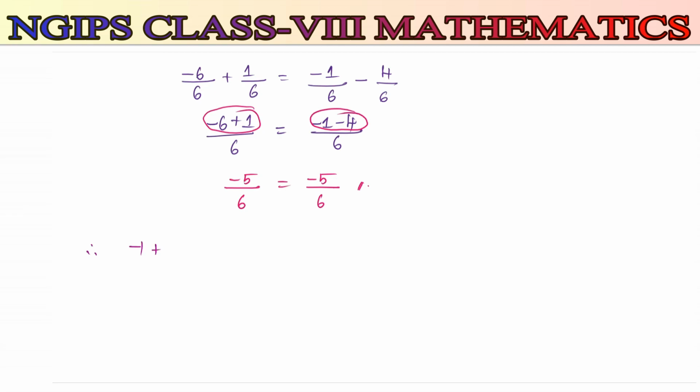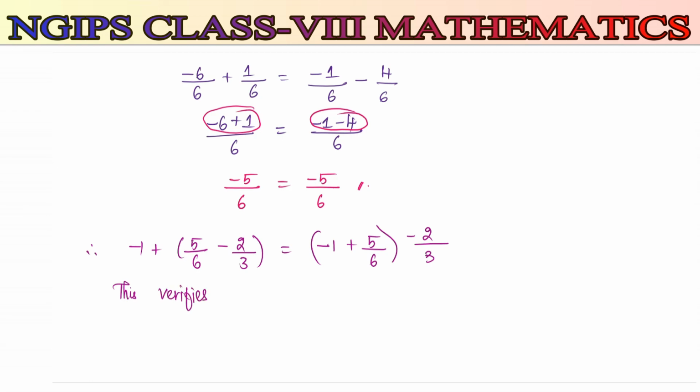Therefore -1 plus 5 divided by 6 minus 2 divided by 3 is equal to -1 plus 5/6 minus 2/3. This verifies the associative property of the addition of rational numbers.